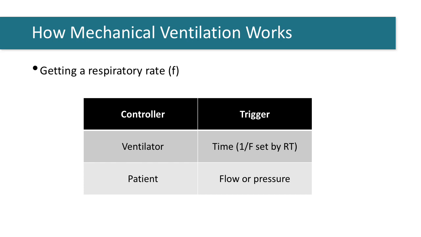So first, getting an adequate minute ventilation. The trigger determines the respiratory rate, and the ventilator can be triggered to breathe in two ways. First, by time. If the respiratory therapist or physician sets the ventilator to have a respiratory rate of 20, this means that the ventilator will be triggered to deliver an inspiratory volume or pressure every 3 seconds. Essentially, the trigger is based on time.